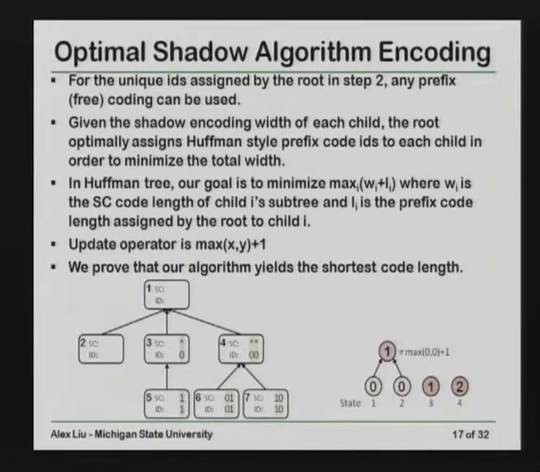So we can build a Huffman tree. After we build this Huffman tree, we can assign the codes. In this way, the Huffman style code for state 1 is 000, for 2 is 001, for 3 is 01, and for 4 is 1. Then we use this code. You can see that this will also be a valid shadow encoding. However, we only need 3 bits instead of 4 bits. And we prove that this algorithm will produce the shortest code length.